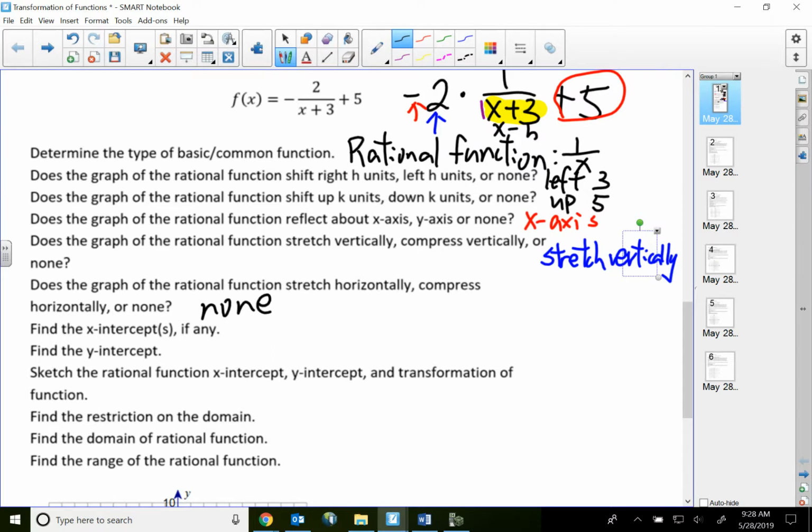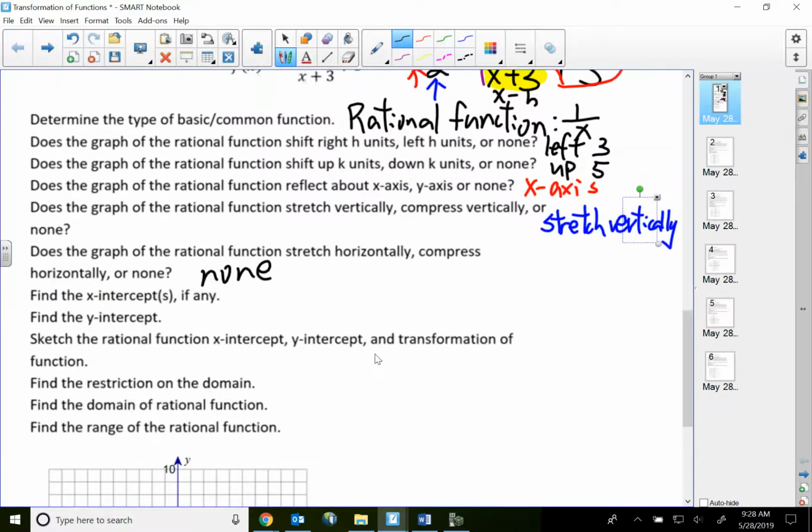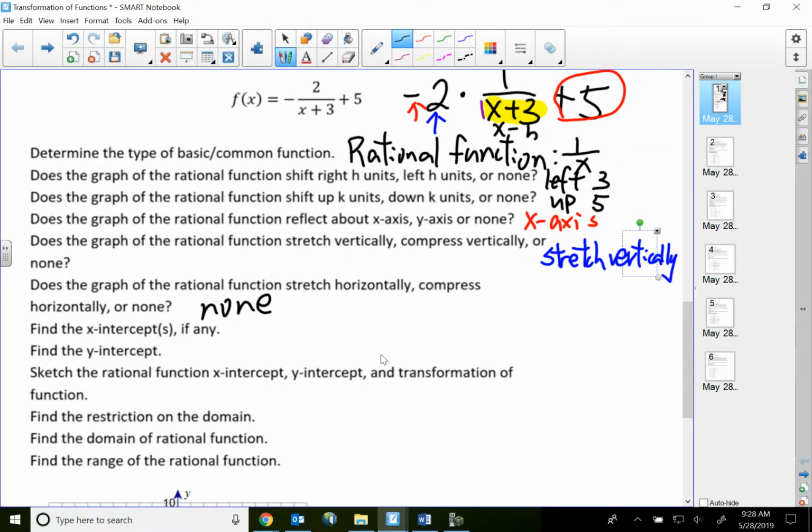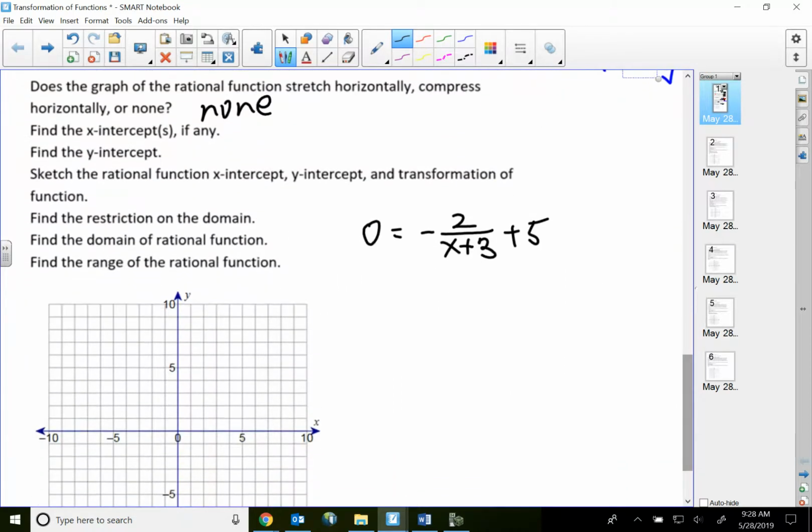All right, let's find the x-intercept, because we're doing all these steps so we can graph this function in a minute. To find the x-intercept, we set my function equal to 0. So I'm going to write it right here: 0 equal to negative 2 over x plus 3 plus 5. I only have 2 terms here, and my variable term is negative, so let's move it over to the left side. So we get 2 over x plus 3 equal to 5.